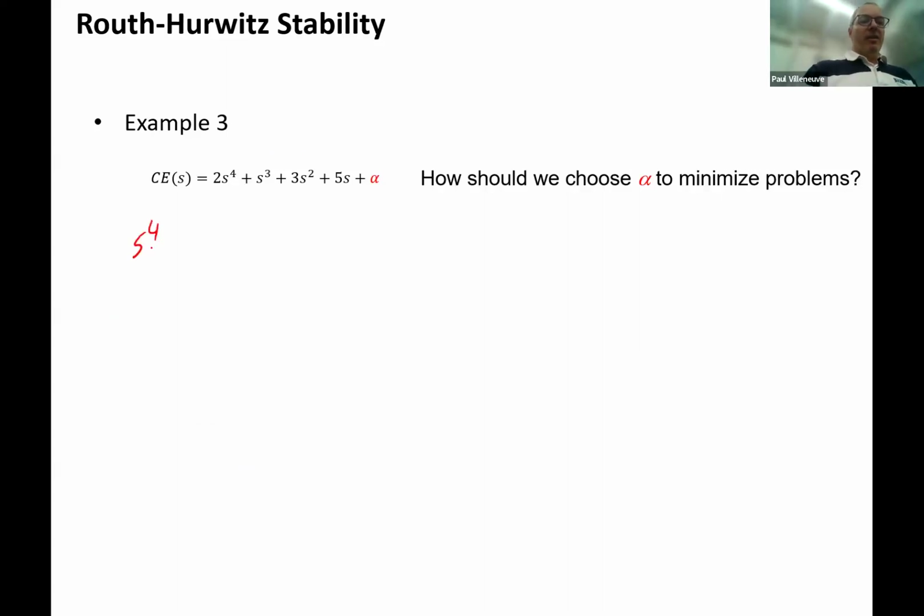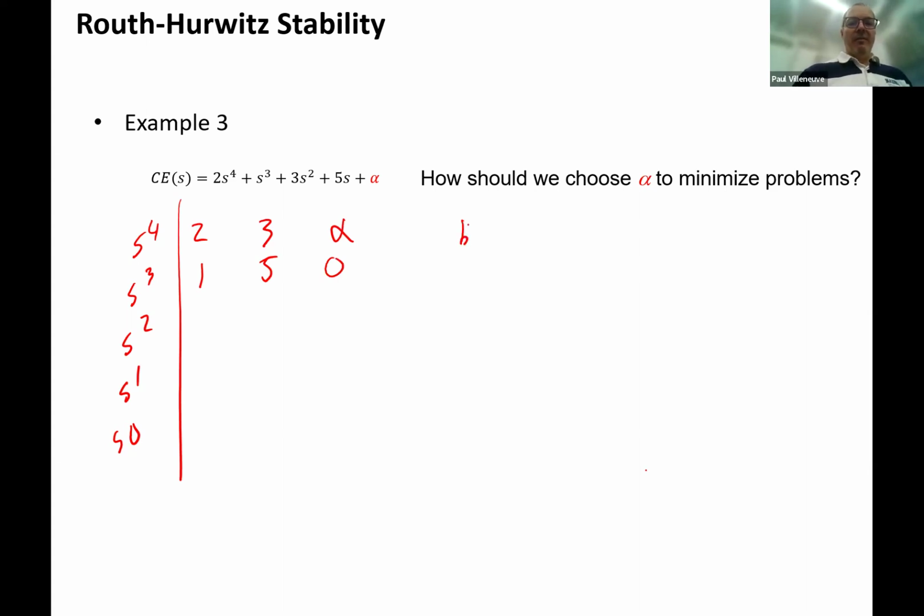So we'll do S4, S3, S2, S1, S0. And then we have 2, 3, 5, 1. Oh, wait a minute, I skipped. I said 5. It should be alpha. 1, 5, and 0. So this coefficient over here, our B1, is going to be equal to -1 over 1 times the determinant, 2, 1, 3, 5, which we determined earlier was equal to 7. Correct?